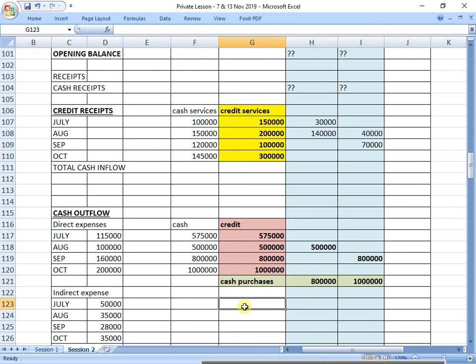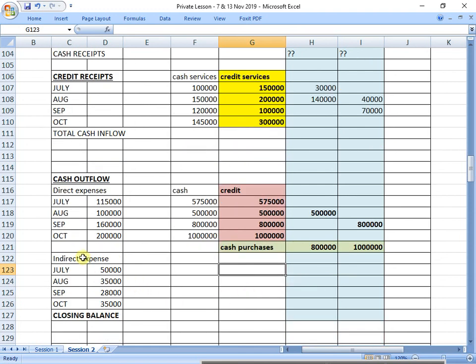Right, next line. Indirect expenses are all paid in cash. Okay, that's an easy one. So where am I going to put the figures? July, I pay when? In July. They say indirect expenses are all paid in cash. So July's indirect expenses will be paid in July.